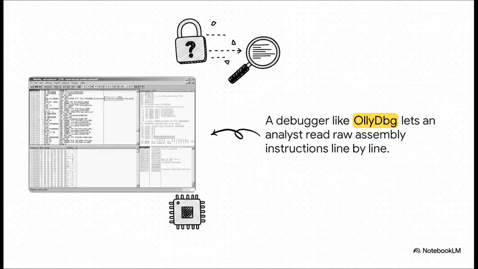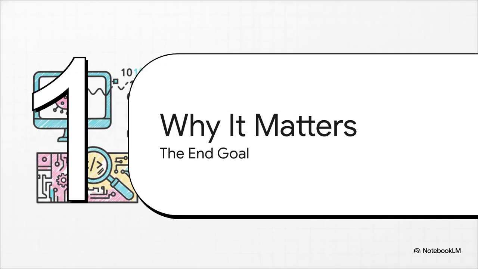And this is where we get into true reverse engineering. Using a special tool called the debugger, an analyst can literally step through the program's execution one single instruction at a time. They're reading the raw assembly language, the fundamental instructions that speak directly to the computer's processor. It's an incredibly painstaking and highly specialized skill, but sometimes it is the only way to uncover a program's deepest, most well-hidden secrets.